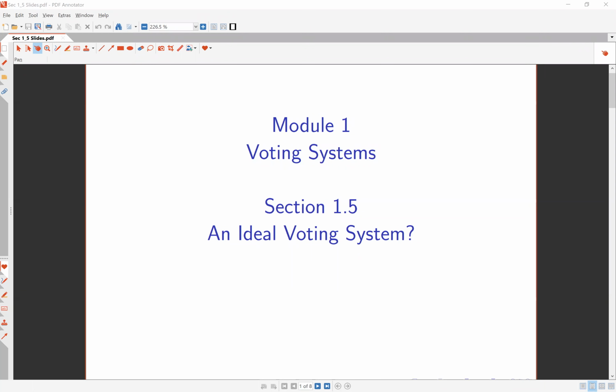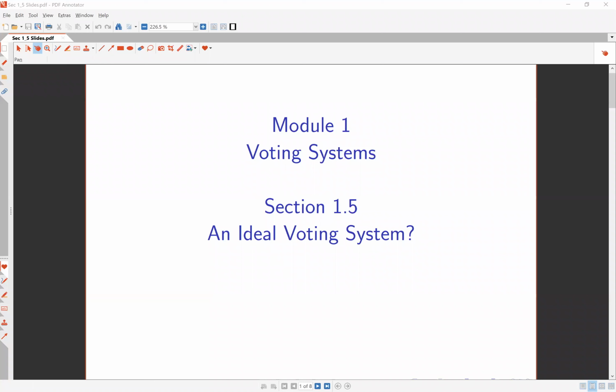In sections 1.1 through 1.4, we've explored different voting systems. We've looked at plurality, plurality with runoff. We've looked at the Borda count method, Condorcet winner, approval voting, a whole bunch of methods. And the question is, do any of these methods lead to a really good system of voting?